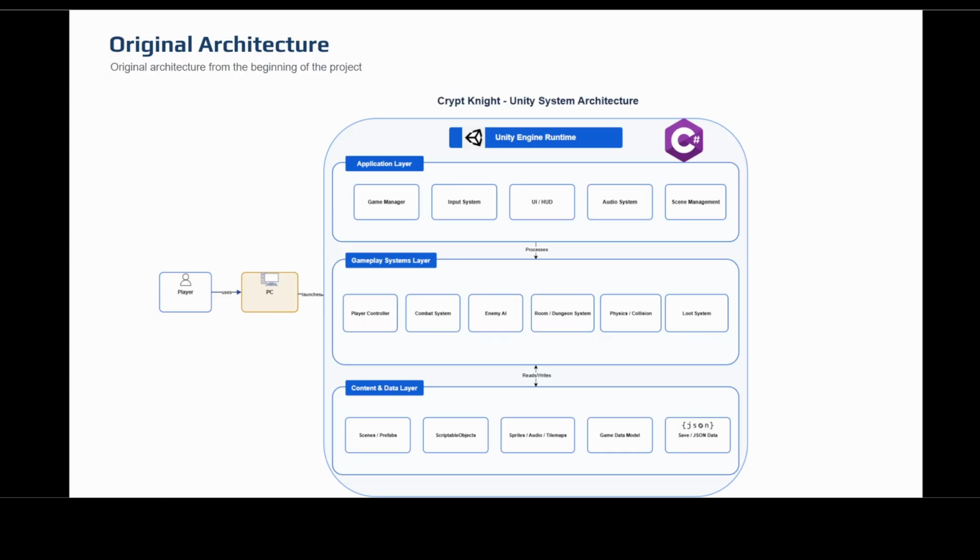This is what the architecture looked like at the beginning of the project. It consisted of a 3-layered approach centered around utilizing the Unity engine runtime as the main container. The application layer contained the higher level systems that support the game experience. The gameplay systems layer is where most of the core project-specific functionality lived, and the content and data layer contained the assets and configuration data that supports the gameplay systems.